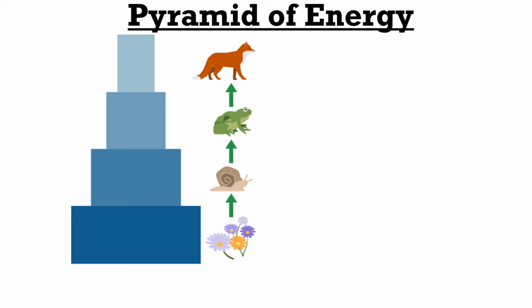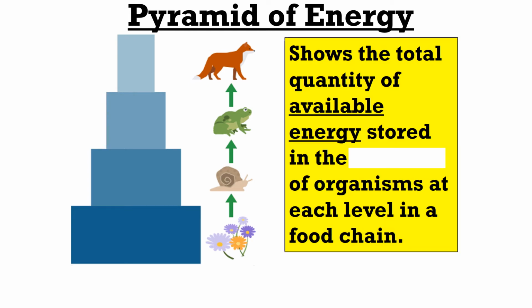Similarly, in terms of energy, you can see that looks almost exactly the same as the last one. And the pyramid of energy is the total quantity of available energy stored in the biomass. So it does relate back to the last one, stored in the biomass of organisms at each level in a food chain.